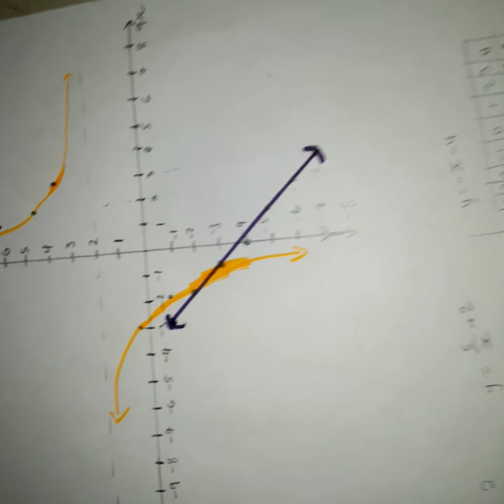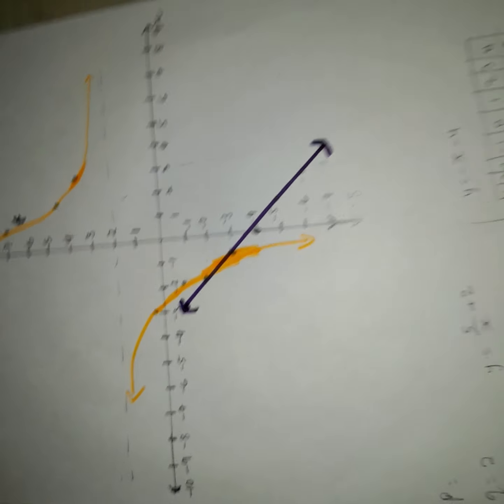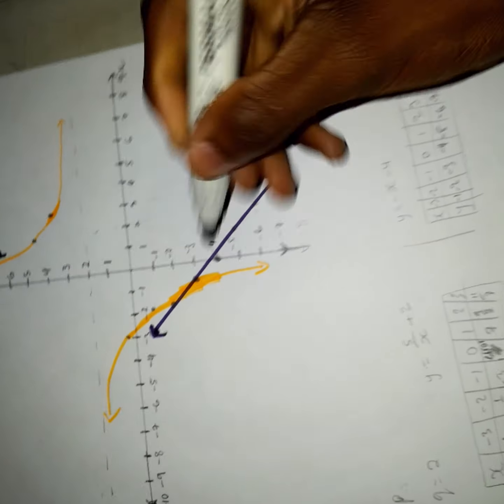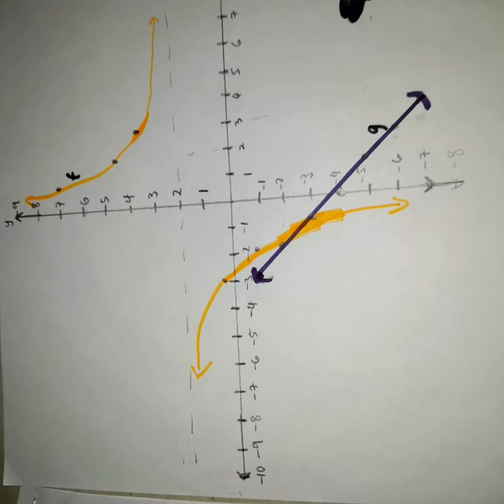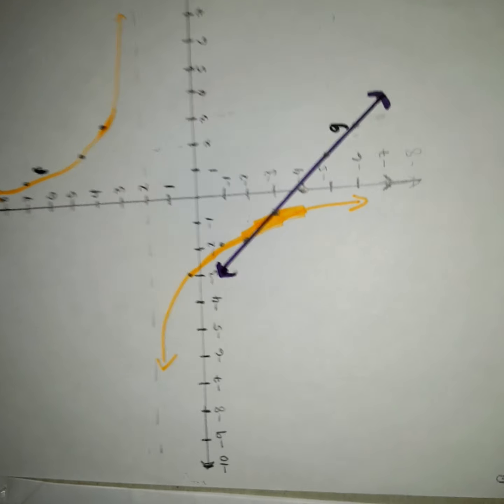So our two graphs will look like this. Let me label this one, it's the graph of g. So they will both look like this. So now let's go to answering the questions. The equation of asymptotes of f.